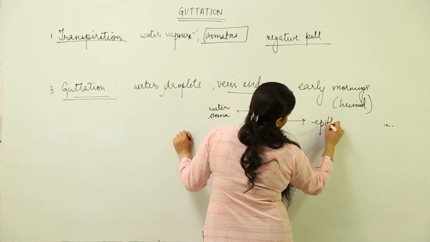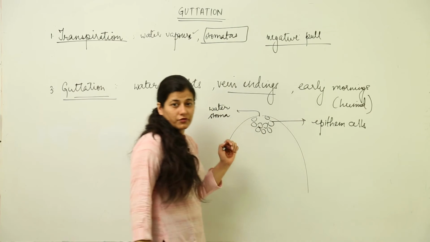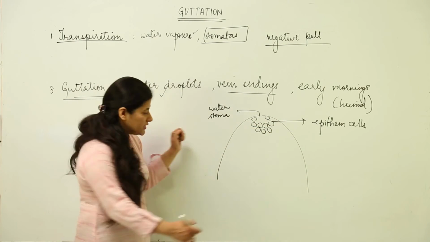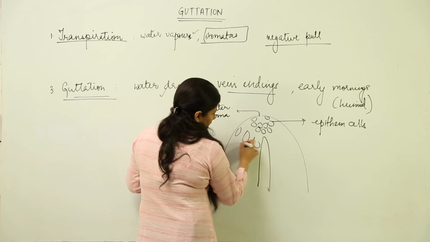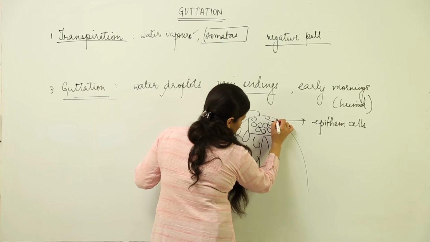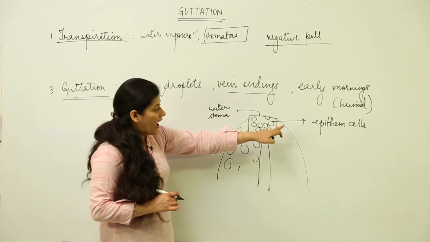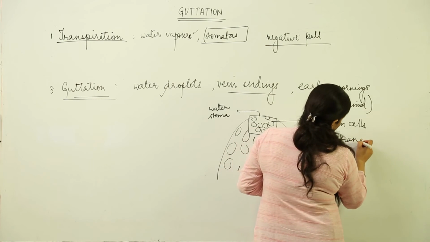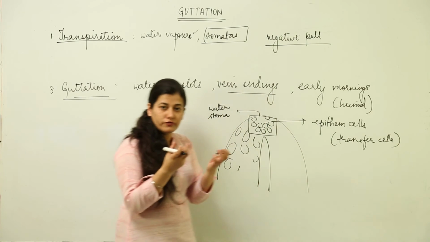Please remember the names. These could be important from exam point of view. Water stoma is the pore surrounded by epithelium cells. There is the vascular bundle arrangement, and of course there would be parenchymatous mesophyll cells all around. So we are concerned about this part where we have water stoma, the pore, and the epithelium cells, otherwise known as transfer cells, which are present for the purpose of absorption of solutes.